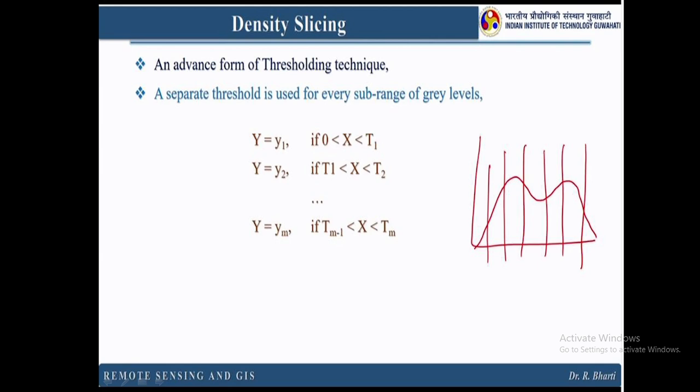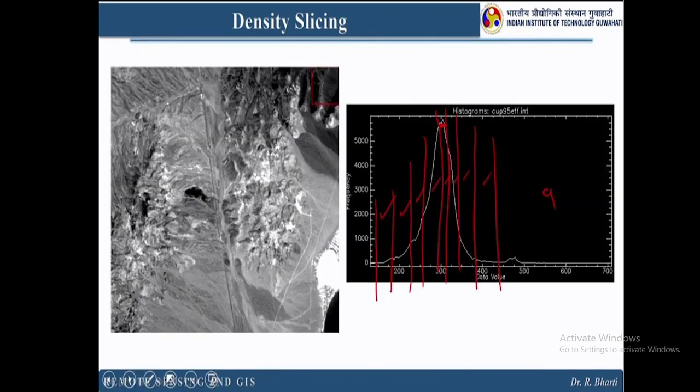This is the density slicing. The density slicing is here. This is the histogram, and it is shown horizontally with values 200, 300, 400, 500, and 700. The histogram is shown vertically from 0 to 5000, representing the histogram densities and density slicing.